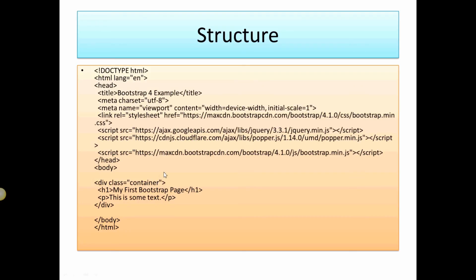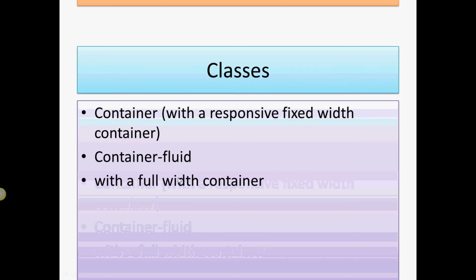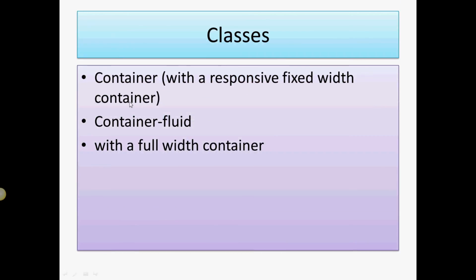Now you have two types of container. One is the container class when you are going to create a fixed size layout. If you want to make a full size layout, then the class will be container hyphen fluid. So you can see there are two classes. These two classes are basically responsible to make your page responsive. This is container and container-fluid.